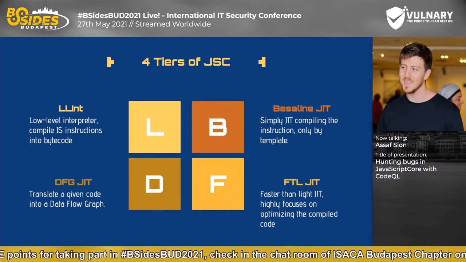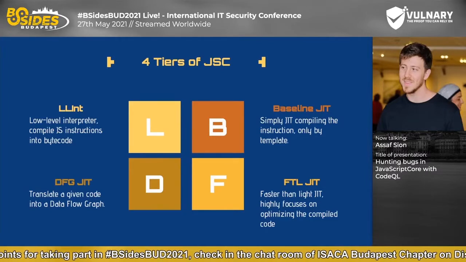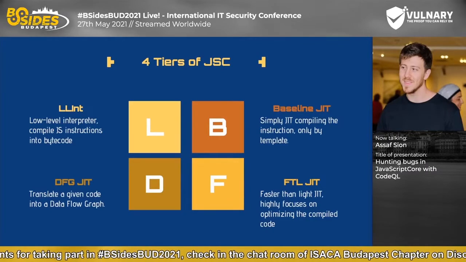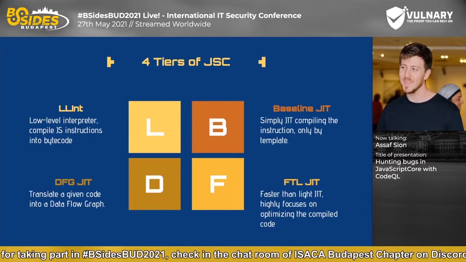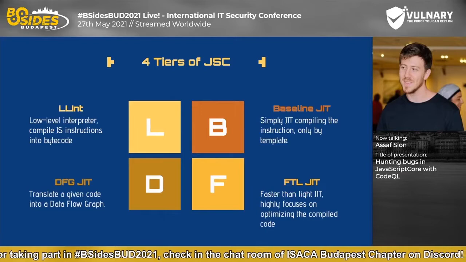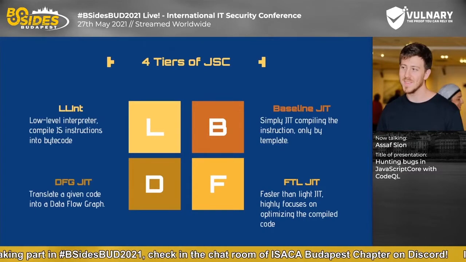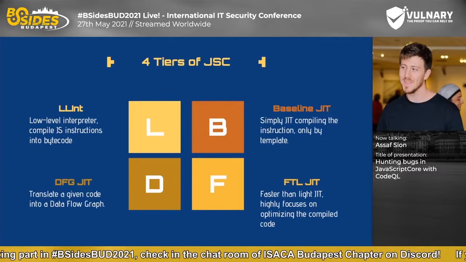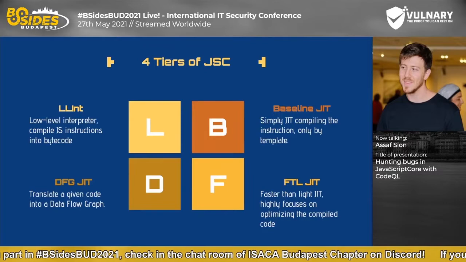And the final tier is the FTL, faster than light, JIT, which highly focuses on optimizing the compiled code. It will simply take all the optimizations that the Dataflow graph JIT applied and will ignore the relation. It will simply apply all the optimizations it can to a given piece of code without taking in mind the cost it will take to do so.